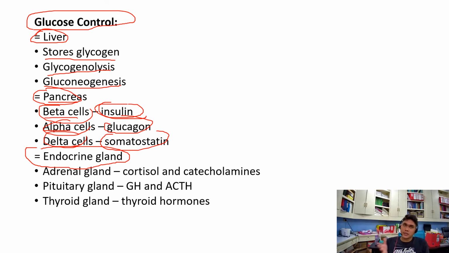Glycogenesis is the formation of glycogen from the extra glucose. If there's excess glucose in your blood, that excess glucose will be converted to glycogen. Another effect is lipogenesis. Insulin promotes lipogenesis, the formation of fat from excess glucose. That's why you'll gain fat if you eat a lot of carbs, because the glucose will be converted to fat by insulin.